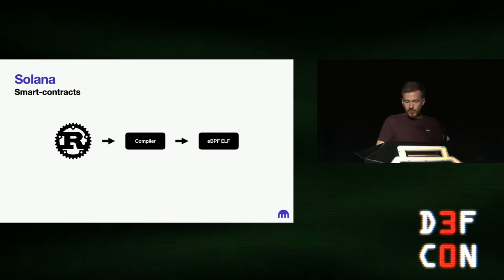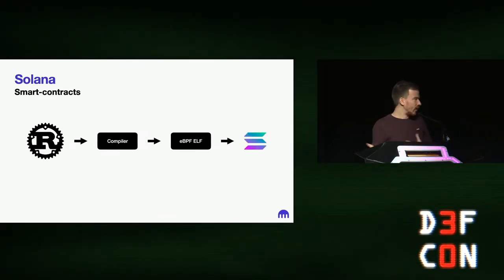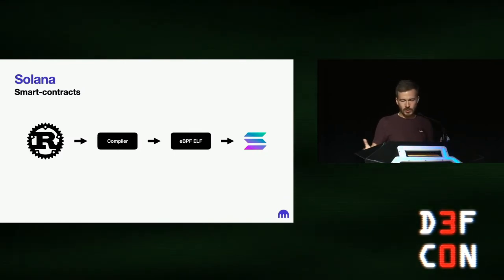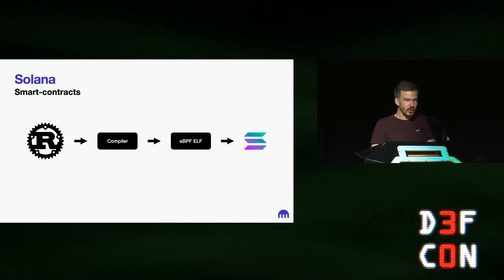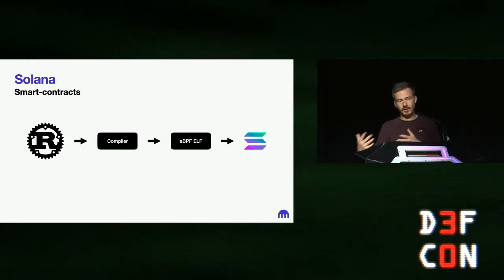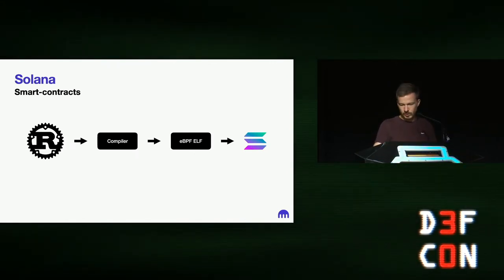Now, the eBPF ELF that you generate from your Rust code is basically directly uploaded to the blockchain. So you can dump the program and you will just get the regular ELF file. There's no special custom encoding, which is pretty nice because you can use all the existing tooling for ELF files on those smart contracts. You don't need all the domain specific stuff.